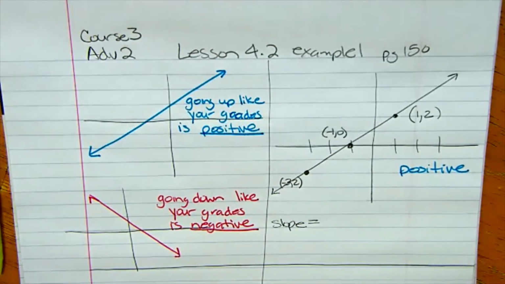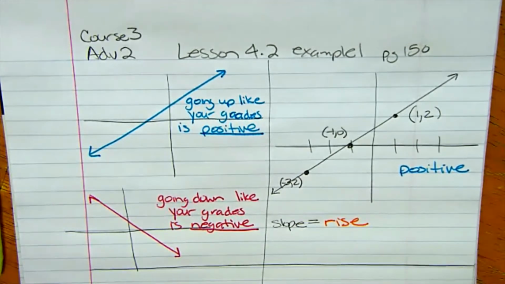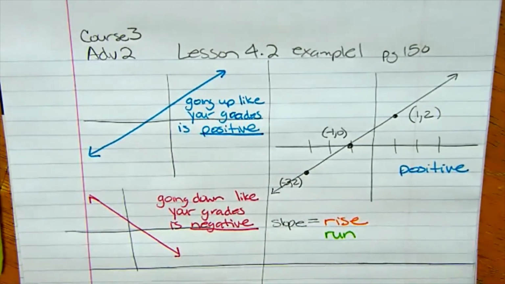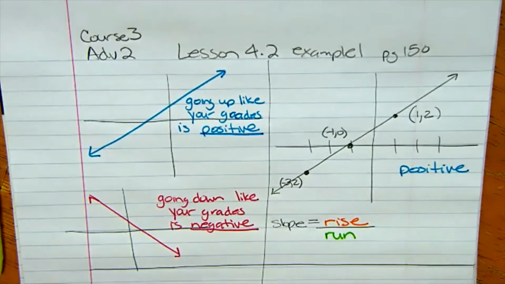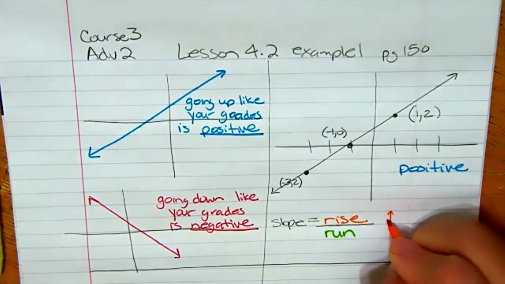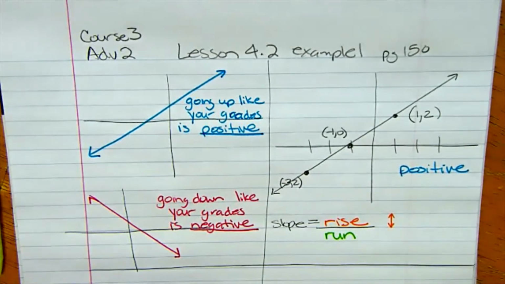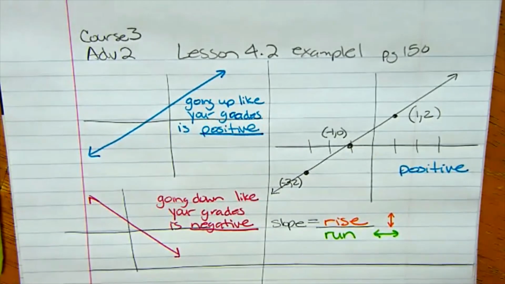Let's talk about this slippery thing called slope. Slope is equal to the rise over the run. Rise over run. Well, what exactly does that mean? Rise is the up and the down. The run is the side to side.